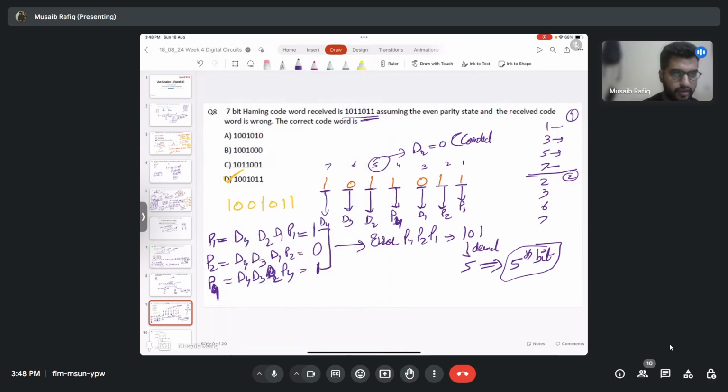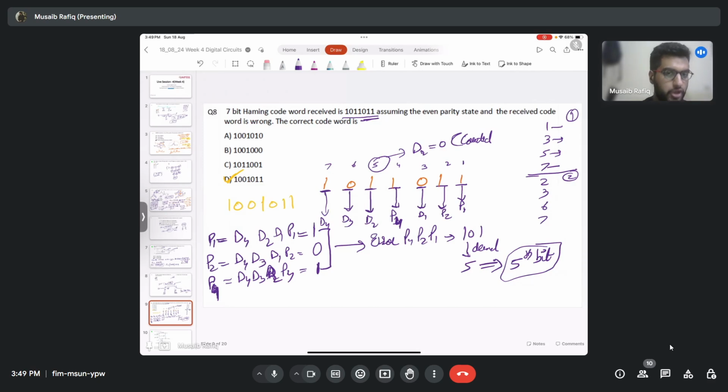So what I did here is I first wrote the 7-bit code, marked all its parity and data bit positions. Then I checked each parity bit. P1 I checked was giving me an error. P4 I checked was giving me an error. P2 was not giving me an error. So from that I concluded my error is at position 101, that is bit number 5.